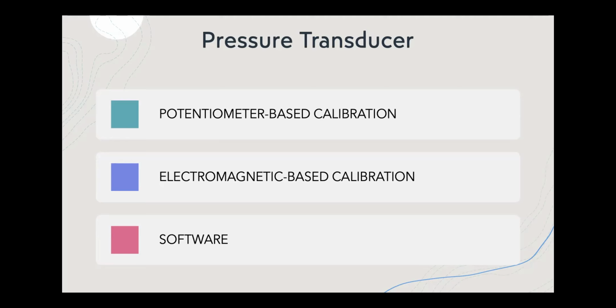So for electromagnetic based calibration, this type of calibration uses magnet and shunt calibration. Okay, for software, the sensor will connect to the monitoring software where the adjustment should be easy. And yeah, that's pretty much of it. Next.